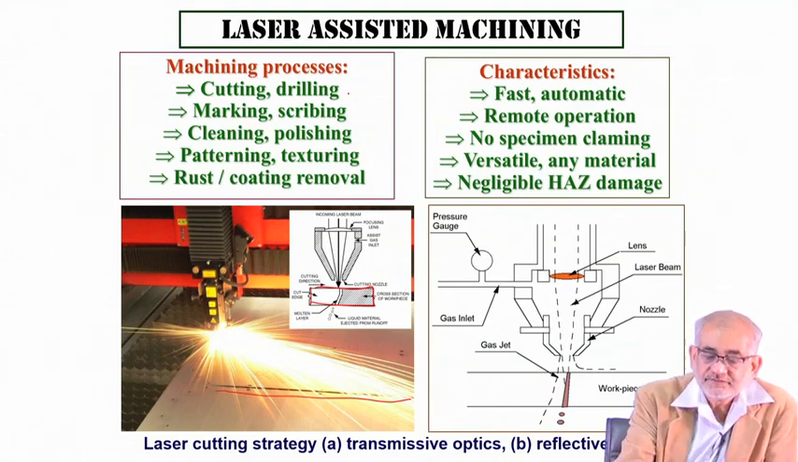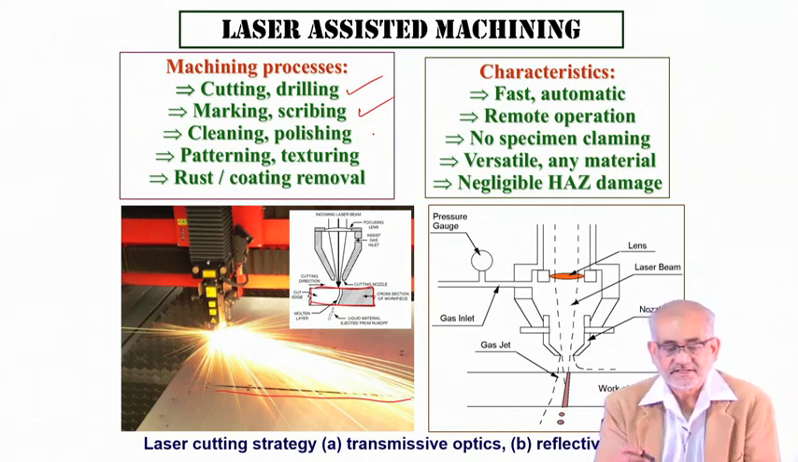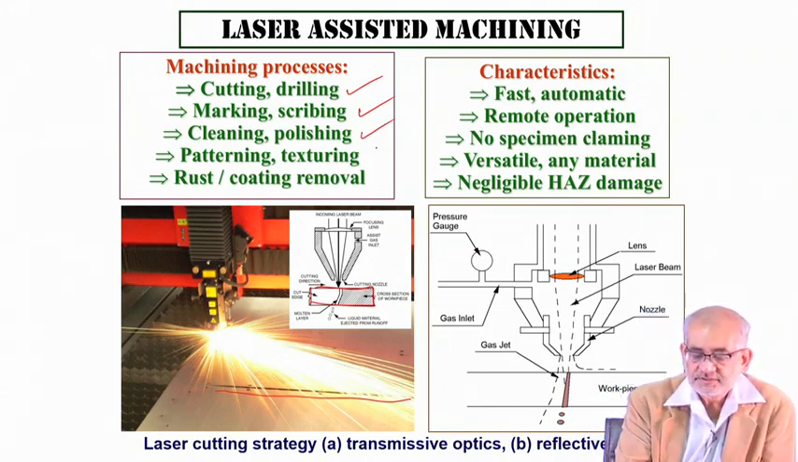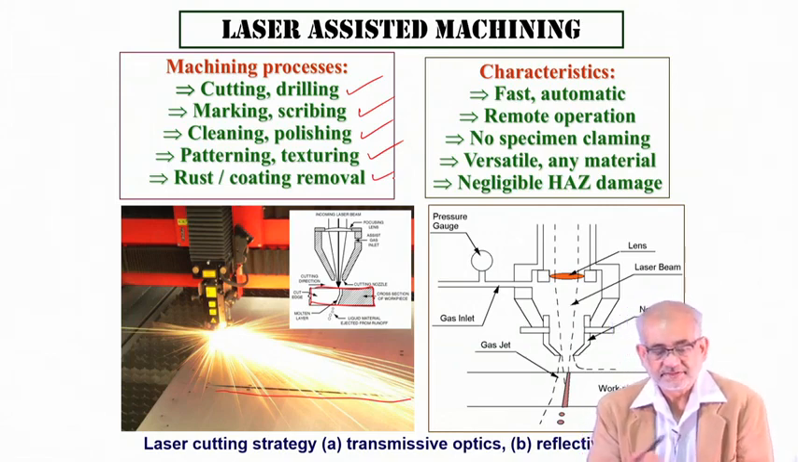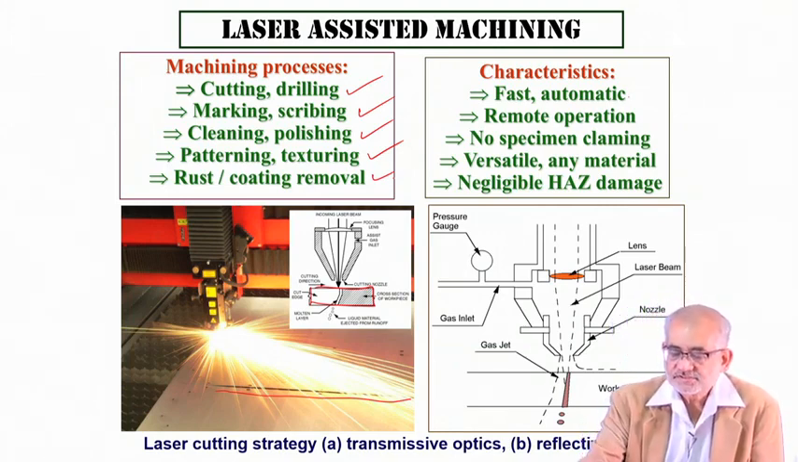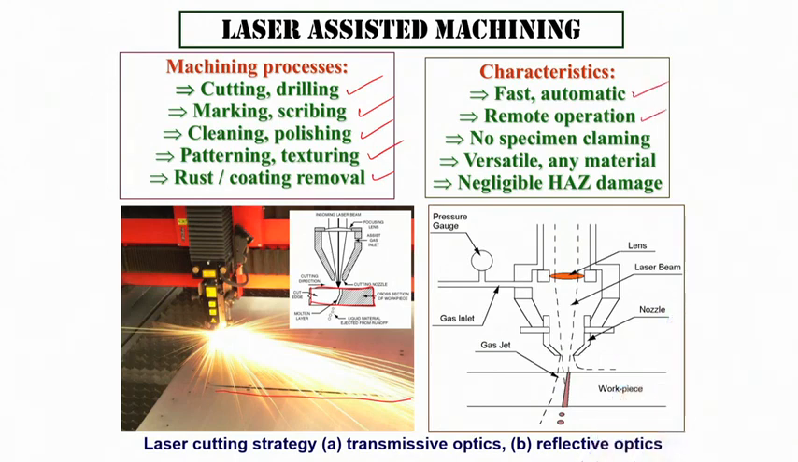By machining, we mean cutting and drilling, marking or scribing. You can etch out a name or a design, or cut exactly according to the design. You can do cleaning and polishing, and removal of a controlled depth of material. You can do patterning or texturing, and you can also remove unwanted patina or a certain layer from the surface. The process is desirable because it is very fast and completely automated. There is no manual operation involved in particularly this kind of case.